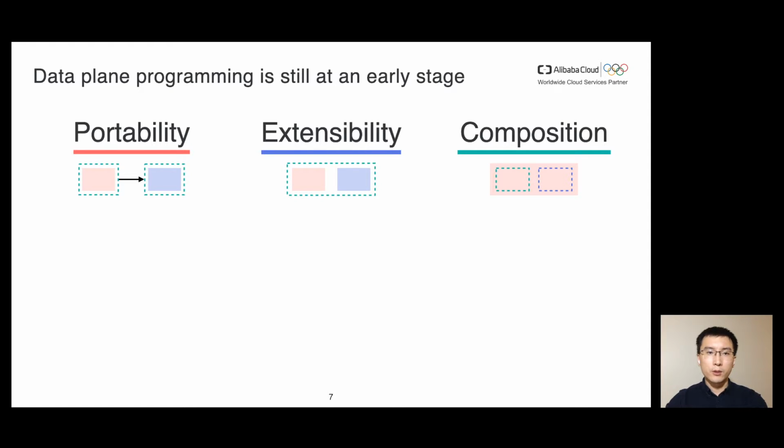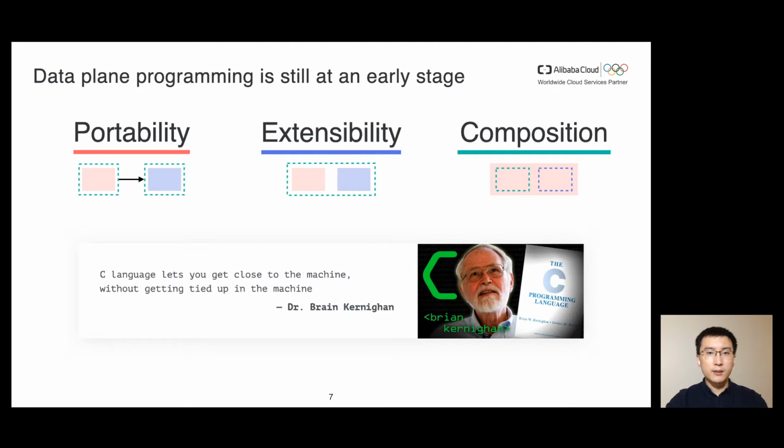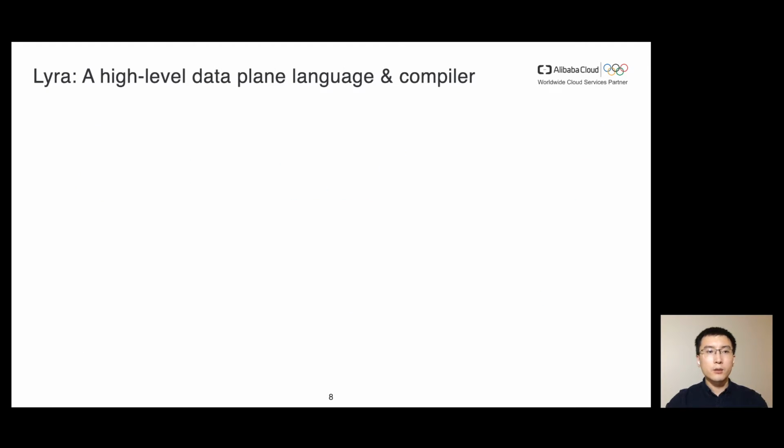Like we've said before, the low-level chip-specific language is the same as assembly language that is specific to the architecture. Just like Dr. Brand said, the C language lets you get close to the machine without getting tied up in the machine. So now it's time to propose a high-level data plane language. Here we present Lyra, a high-level data plane programming language and compiler.